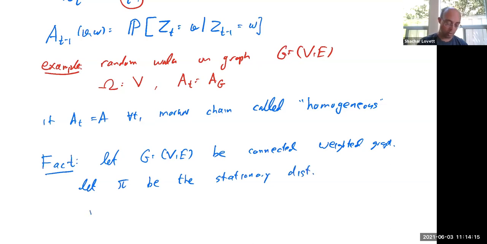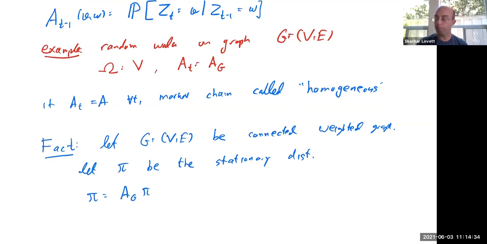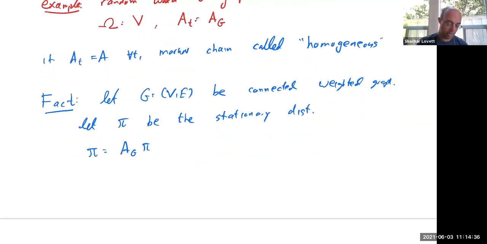So that just reminded me that pi equals A_G pi, right? So it's a distribution over nodes such that if I take a single step, I get the same distribution again. So it's what this random walk converges to. The mixing time of the walk is the following.